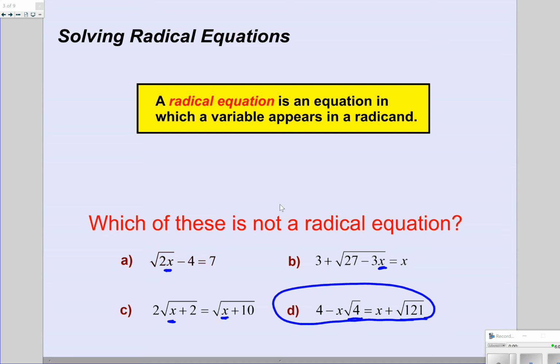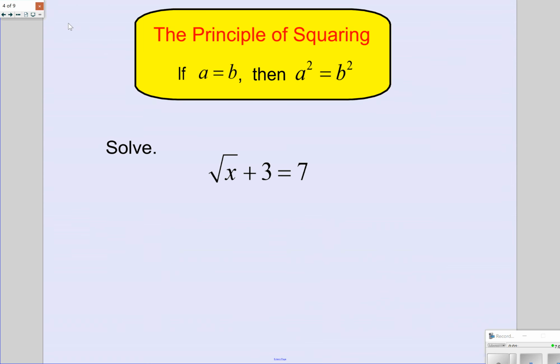So let's look at how we would solve equations that would look like A, B, and C, where your variable is a part of that radicand. To do this, we have to understand the principle of squaring. What the principle of squaring says is that if A equals B, then A squared equals B squared. In other words, you can square both sides of an equal sign, and the equation will remain equivalent. So let's do our first example.